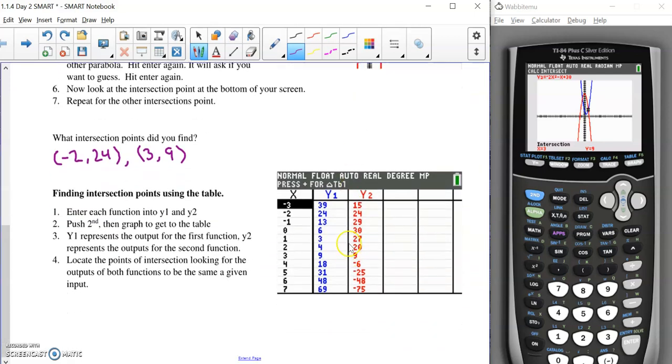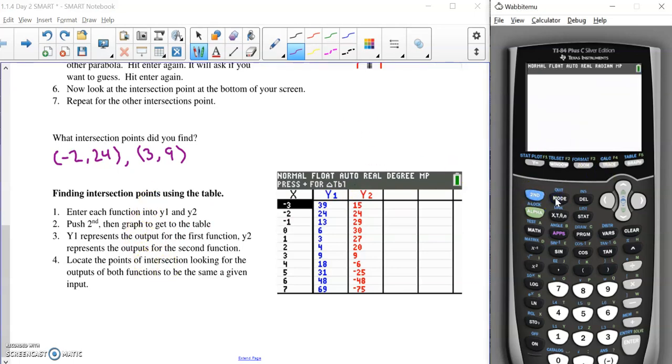Alright, so the next thing we're going to do is figure out how to do this with a table. So keep in mind that the table is really handy to find intersection points, but only if the numbers are nice. The table is probably not going to show the intersection point if it's a decimal or something messy, and that does happen frequently. So we won't always be lucky enough to use a table, but it's a good function to be able to have and to use. So again, I put instructions here.